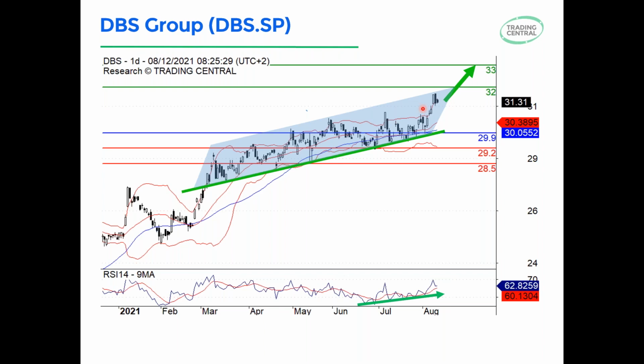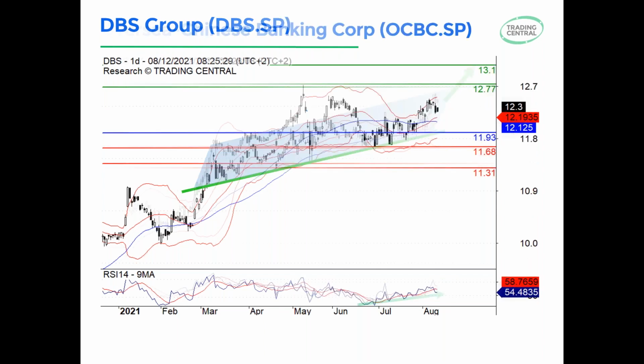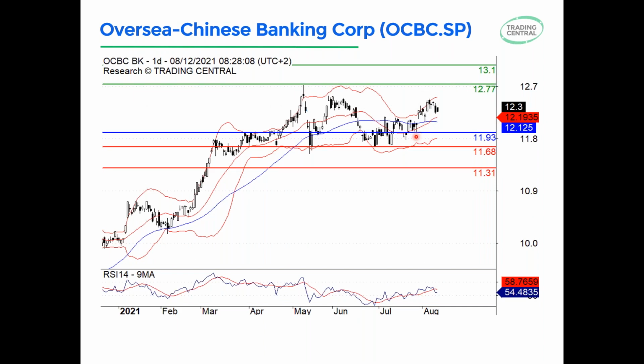First of all, you can see DBS doing well. In fact, DBS's second quarter profit increased 37% year on year. The next one, OCBC, Overseas Chinese Banking Corp.